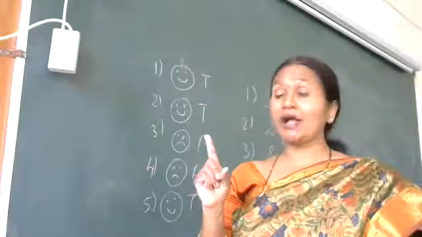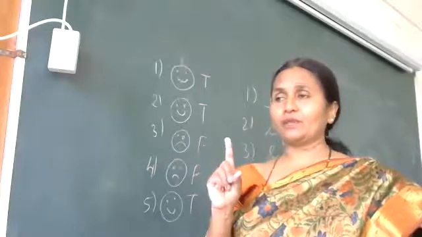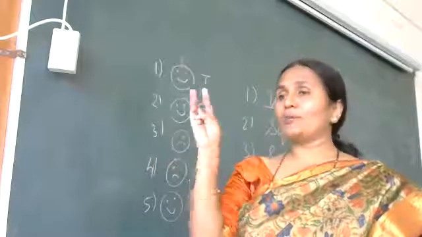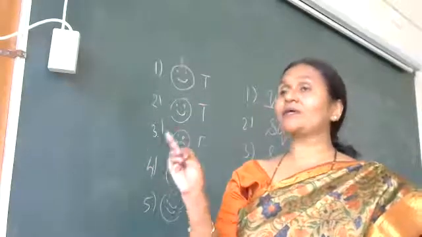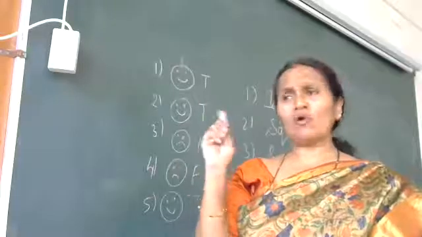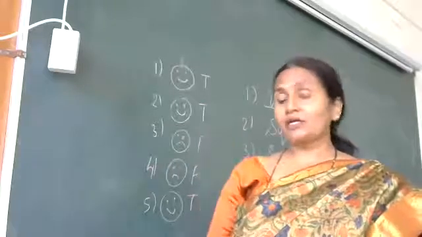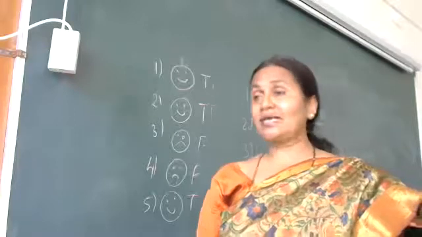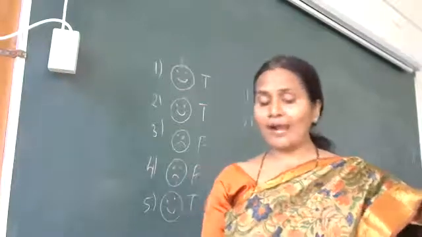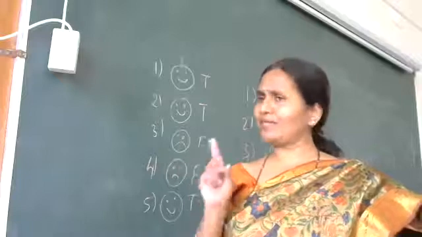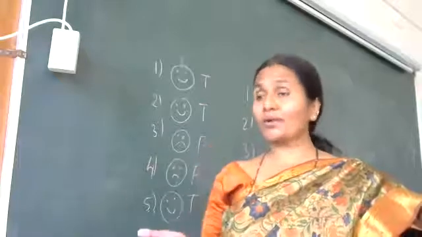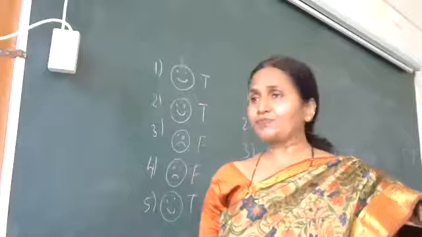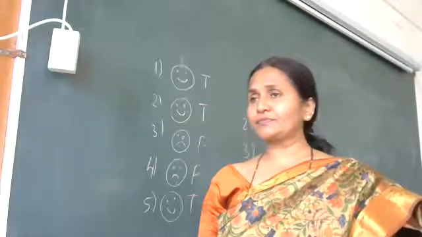Write one good thing about the following: the squirrel, the woodpecker, and Meera. Page number 41 is your homework, question C. Write one thing about the following. One thing you have to write. How is the squirrel? How is the woodpecker? How is Meera? Understood all of you?